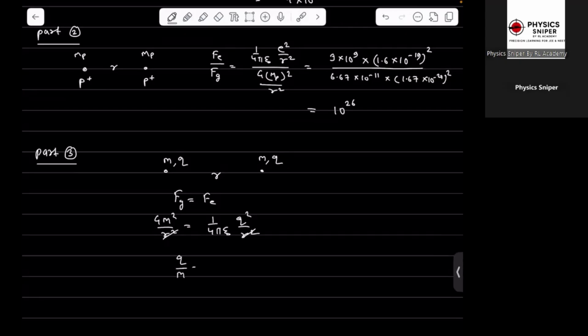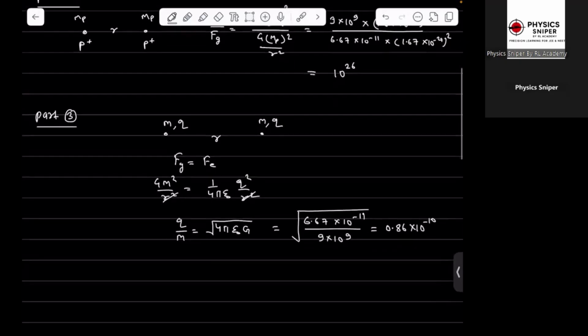Q by M is equal to actually under root of 4 pi epsilon naught G, which is nothing but actually 6.67 10 raised to minus 11 upon 9 into 10 raised to power 9 and square root of this. This value comes close to nearly 10 raised to minus 10, and I have already calculated this is approximately 0.86 into 10 raised to power minus 10, and the unit would be coulomb per kilogram. This should be the value of specific charge. Then the gravitational force will be balanced by electrostatic force.